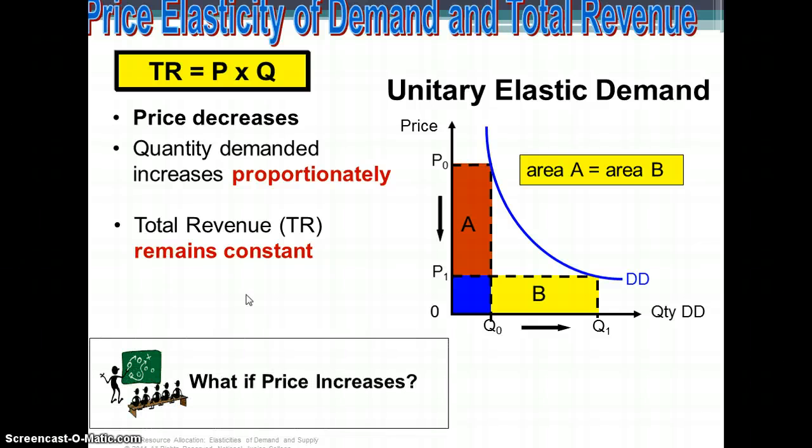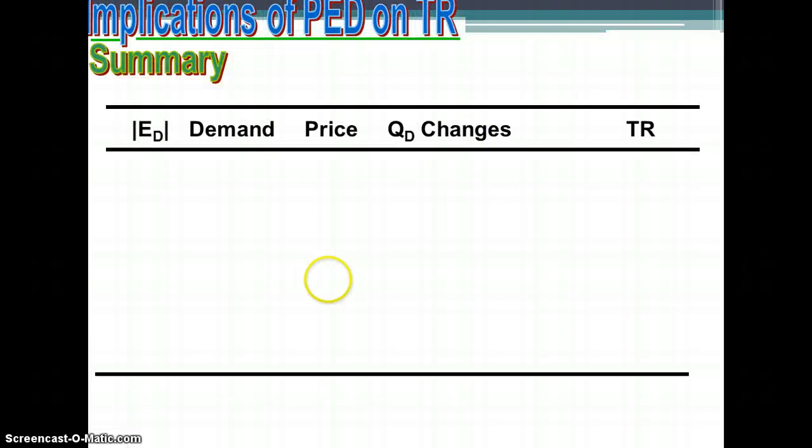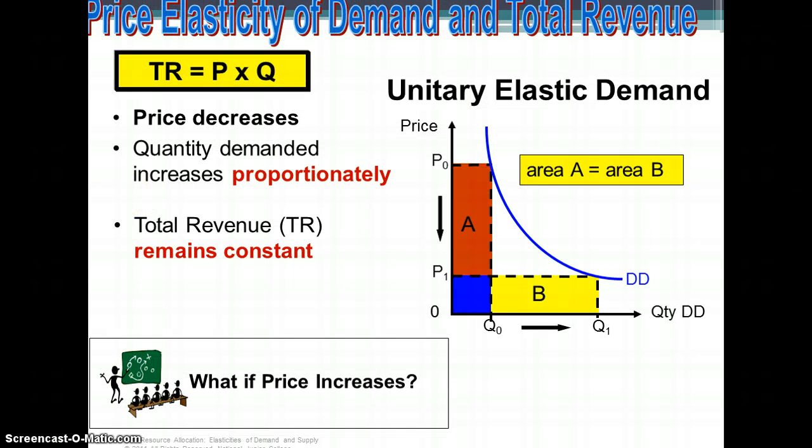So what if there is a price increase? There will not be any change to the total revenue, even when the price increases, as area A is equivalent to area B in this unitary elastic demand.